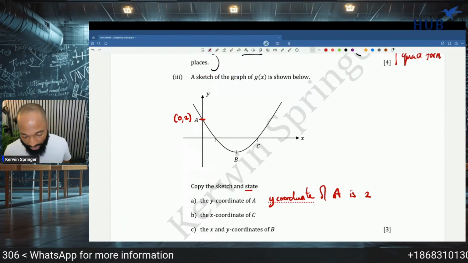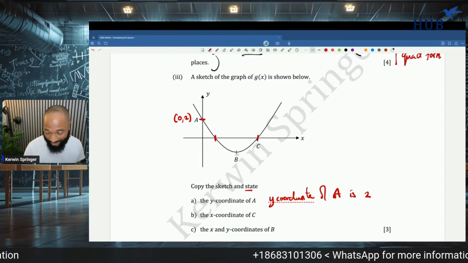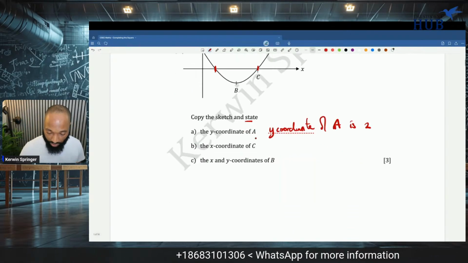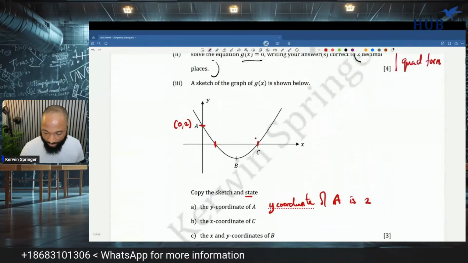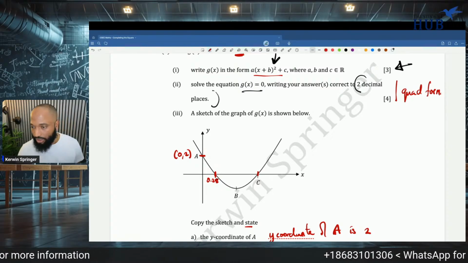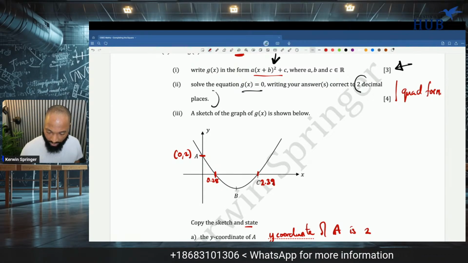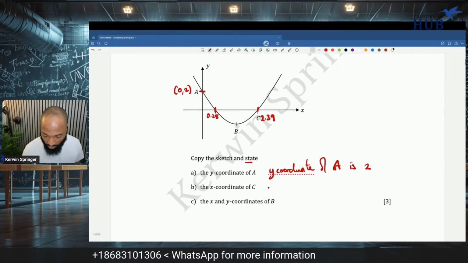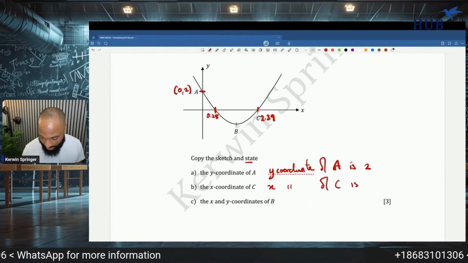The x coordinate of C here, this is one of the roots. This is the larger root. There was a root that was 0.28, and then there was a root that was 2.39. So C is the one that is 2.39. So the x coordinate of C is 2.39.